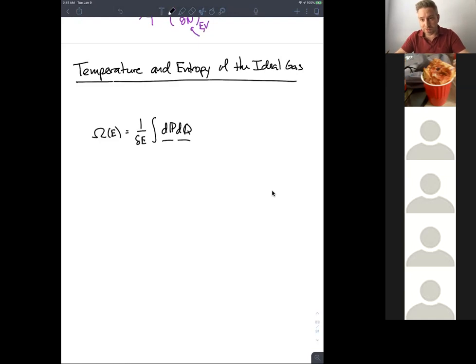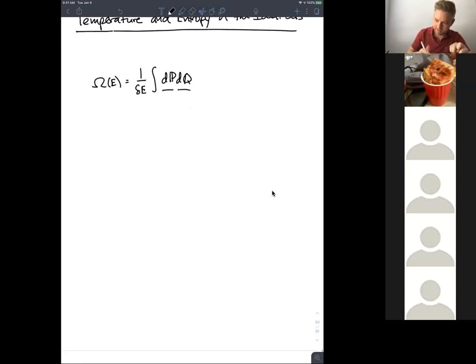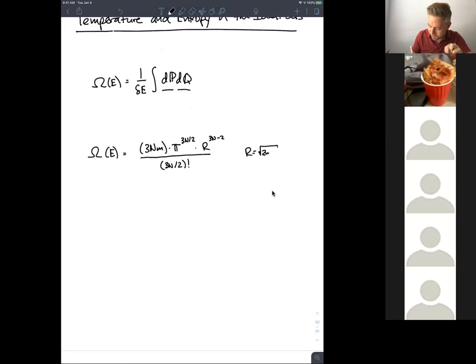Okay, and then we went through this whole business to do this explicitly for the ideal gas. And what we got was this. We got that omega of E was equal to 3N m times pi to the 3N over 2 times R to the 3N minus 2 divided by 3N over 2 factorial, where R is equal to the square root of 2mE.